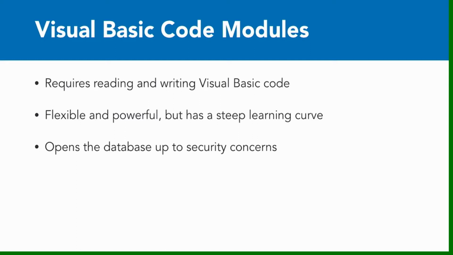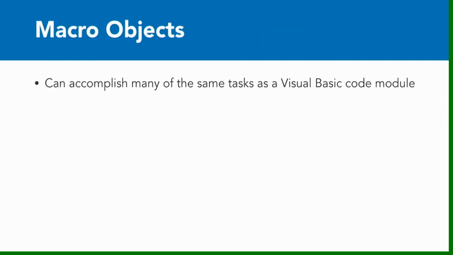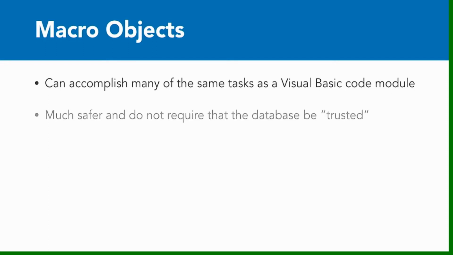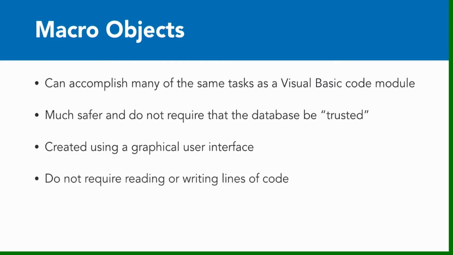The other option for adding functionality and interactivity is the macro object. Macro objects can accomplish many of the same tasks as Visual Basic code, but are considered to be much safer. They don't require users to trust the database in order to function, as they're not given the same level of system-wide permissions as VB code modules can have. Further, macros are created using a simple graphical interface, and don't require writing or reading lines of code. You'll never have to worry about a macro generating an error because you forgot a closing parenthesis or having an extra comma somewhere.